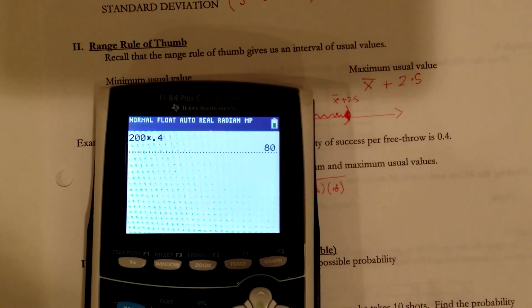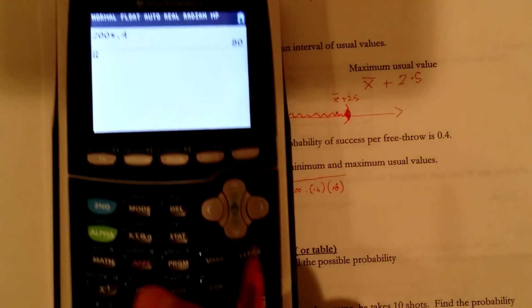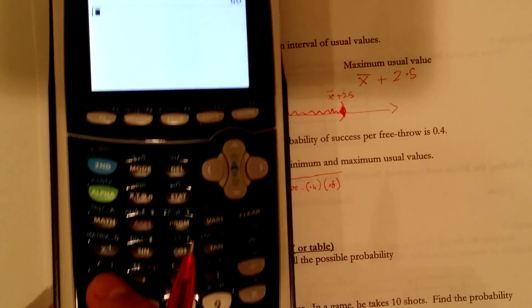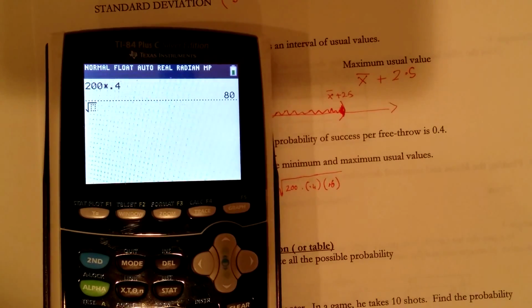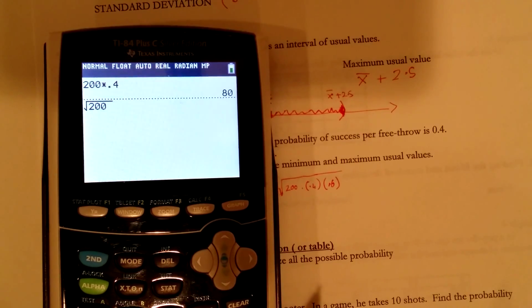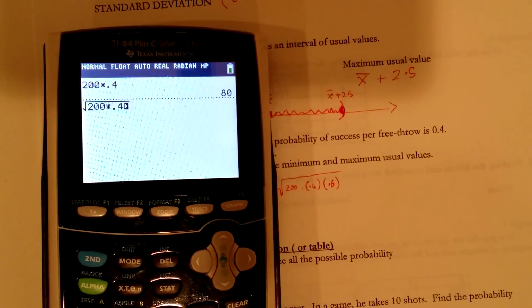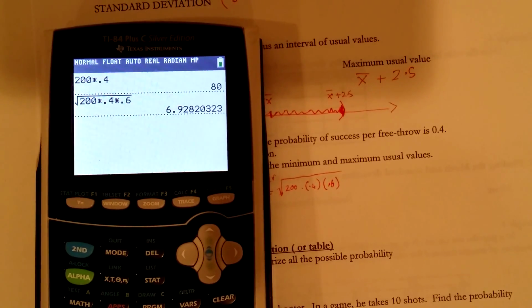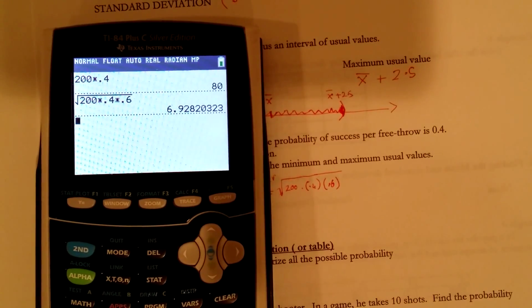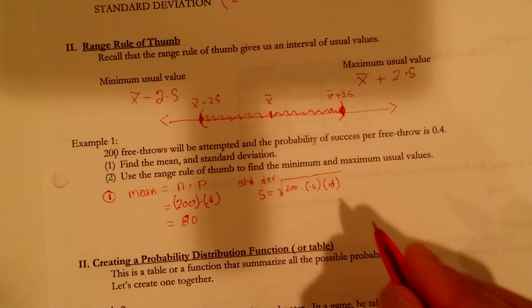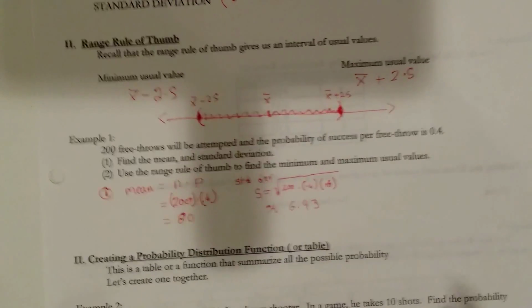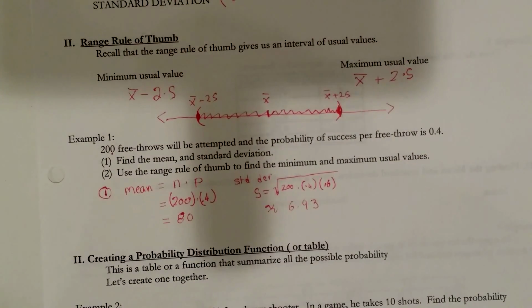So here we go, the square root. Second, and then you go to this button that looks like an x squared that will prompt that square root notation, and then you type in 200 times 0.4 times 0.6, and that's all you have to do, and it gives us about 6.93. Okay, so you get about 6.93, which is the value of the standard deviation.